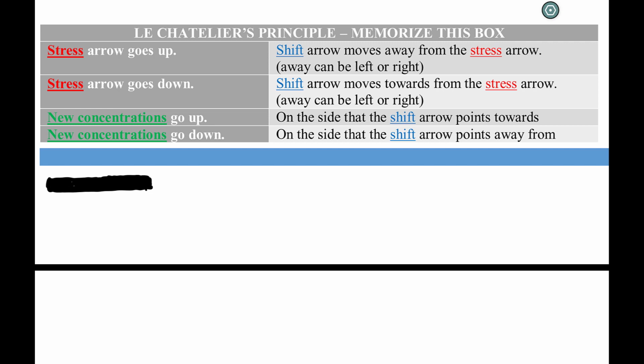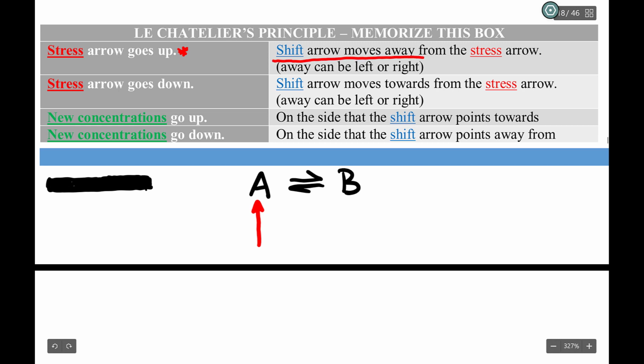So now that you've had a chance to copy that out, I'm just going to do a quick review. I'm going to hypothetically make up an equilibrium here. Let's say A is in equilibrium with B. And I'm going to run through our scenarios, okay? So here's our first scenario. If my stress arrow goes up, so let's say I added A, then the system is going to shift away from the stress. So I would shift this direction.